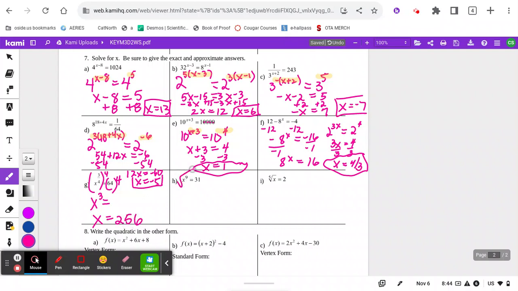All right, taking the 9th root of this, there is no way to simplify the 9th root of 31, so we just leave it. And how do I get rid of a 5th root? I do power of 5, so x is equal to 2 to the 5th power, which is just 32.